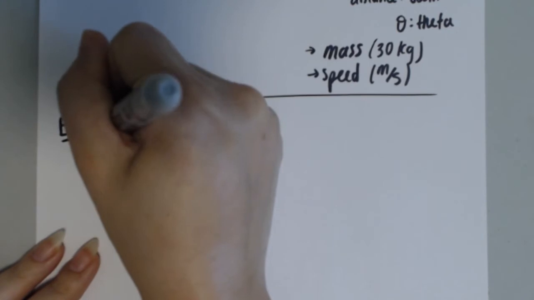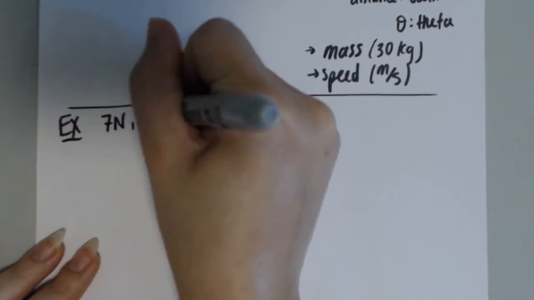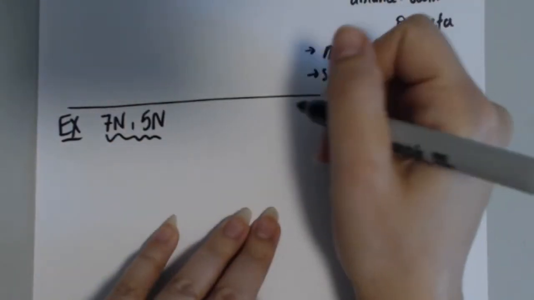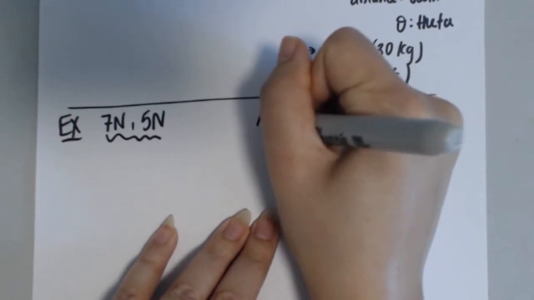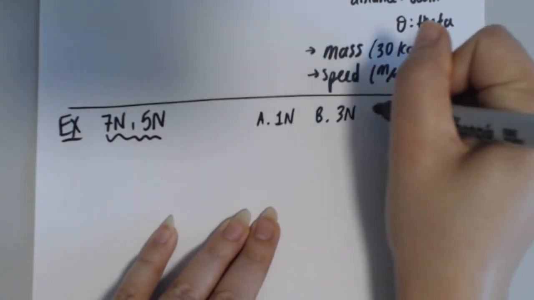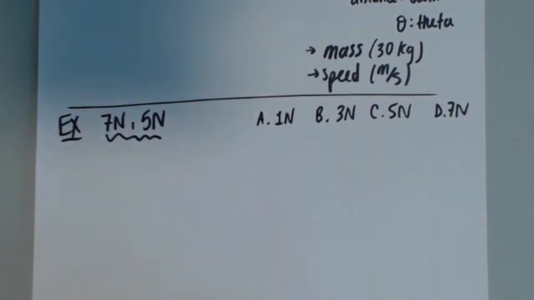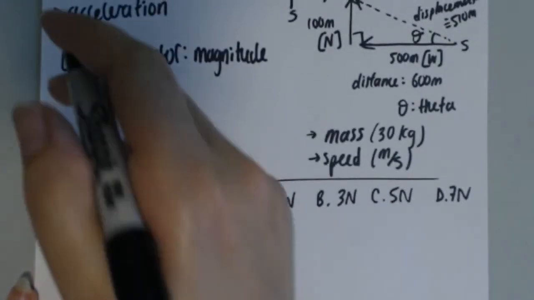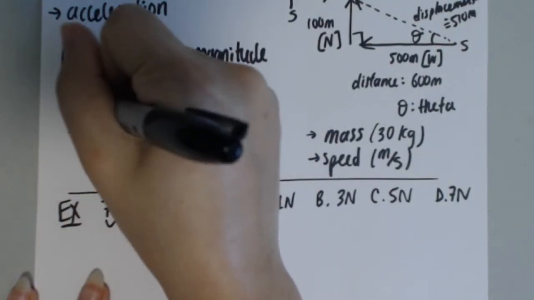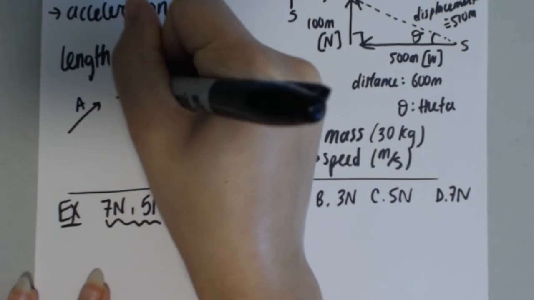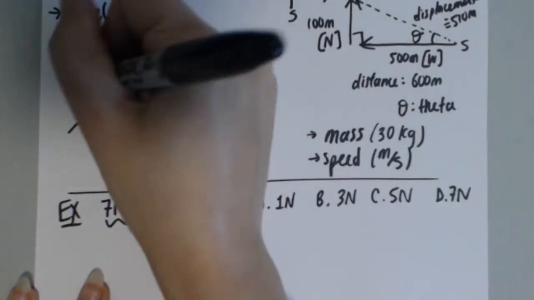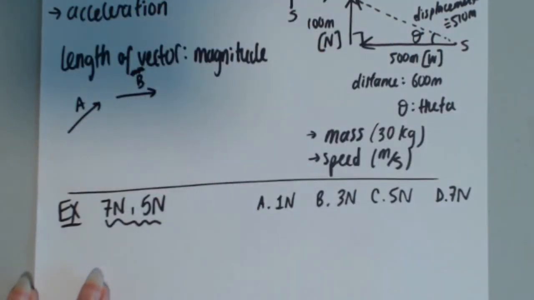Okay, so we have 7 newtons and we have 5 newtons. Now the options are 1 newton, 3 newtons, 5 newtons, and 7 newtons. All right, so remember when you add vectors, so let me just do that here quickly. If you have two vectors, A and B, you add them tip to tail.